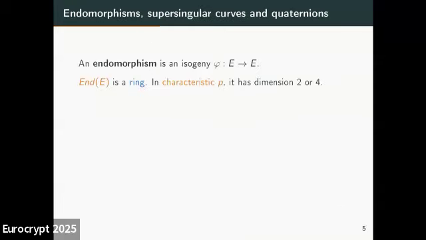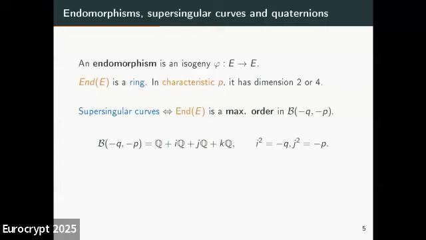An endomorphism is simply an isogeny from a curve to itself. If we look at the set of endomorphisms, we get a ring which has finite dimension, either 2 or 4. In isogeny-based crypto, we look at supersingular curves, which are the curves whose endomorphism ring is a dimension 4 object living in this quaternion algebra, which for the purpose of this talk you can just think of as a 4-dimensional vector space, which means that all the objects that we are going to be interested in can be represented by dimension 4 vectors or matrices.